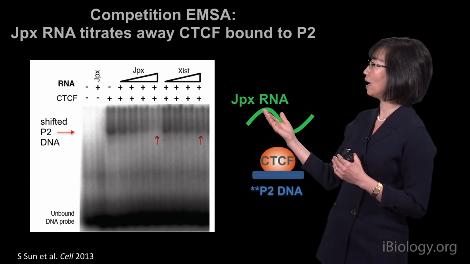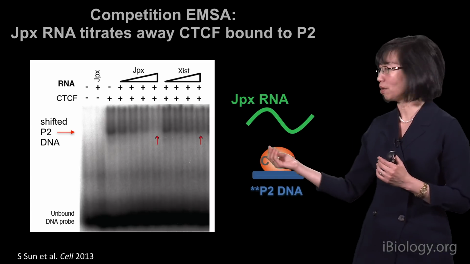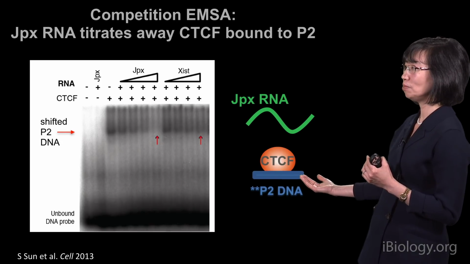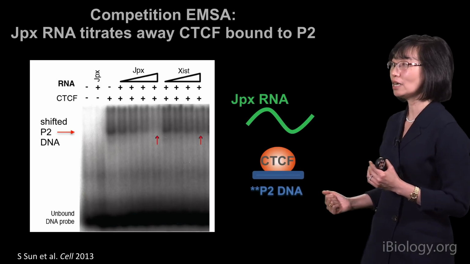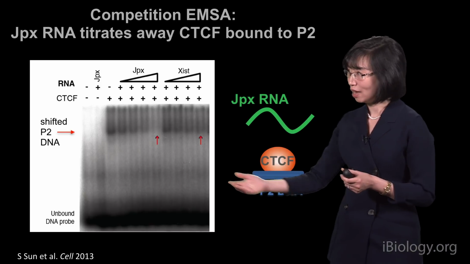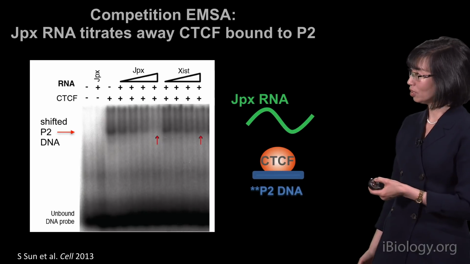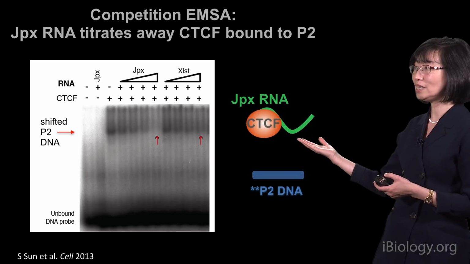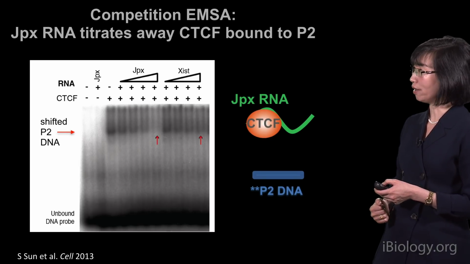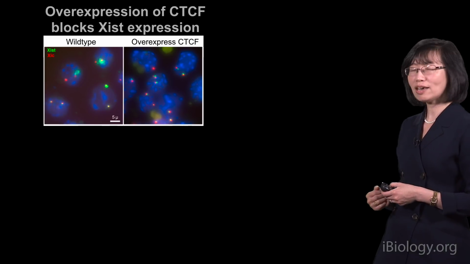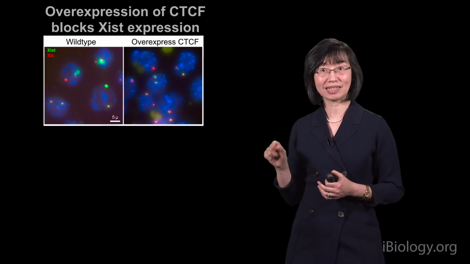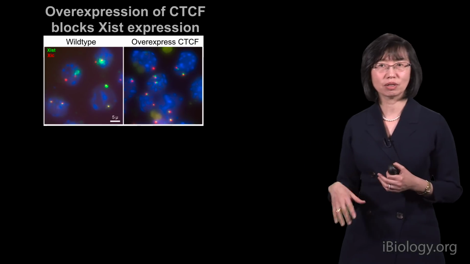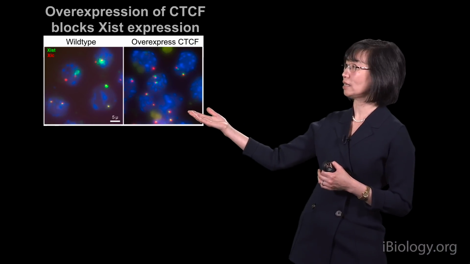And so to test that, we mix together purified components of P2 DNA, CTCF bound to the P2 DNA, and increasing concentrations of this Jpx RNA. And what we see here in this gel shift analysis is that CTCF gets pulled away from the DNA by Jpx RNA. Okay, so we can do the same sort of competition experiment inside of cells. Now, what I've shown you so far occurred within a test tube, right? But we can do this sort of thing inside a cell as well.